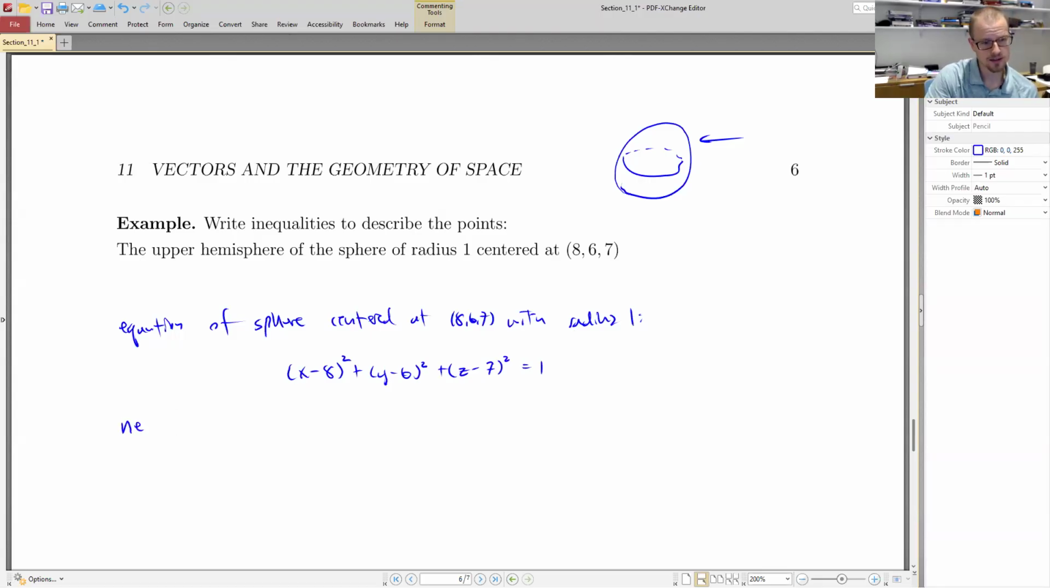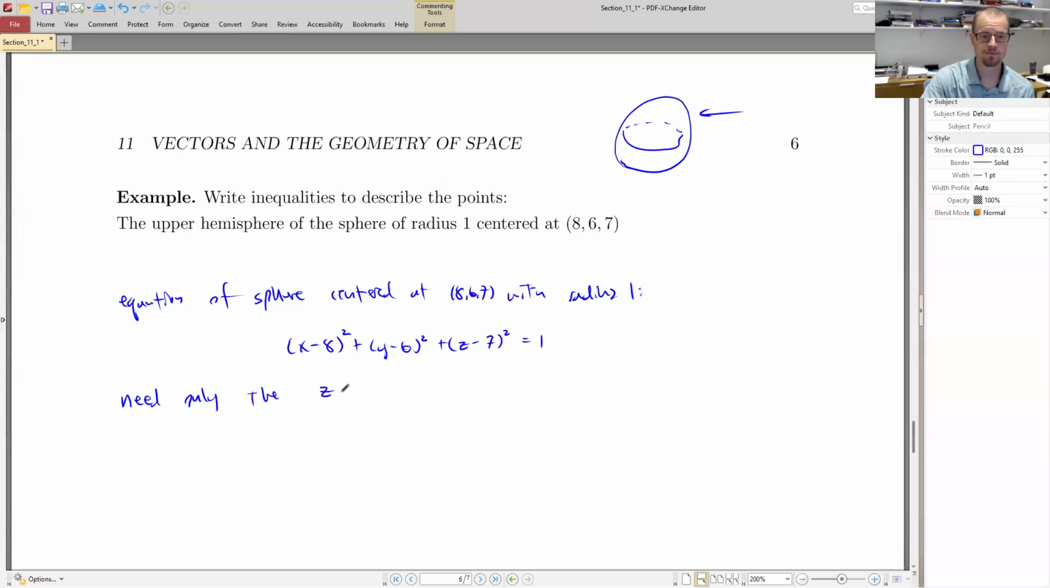Now we need only the z values. Since we're looking for the upper hemisphere, the z values above, we can call it the equator. So we're looking for the z values above the equator, and the equator is that plane where the center of the sphere lies. Hence z values greater than.